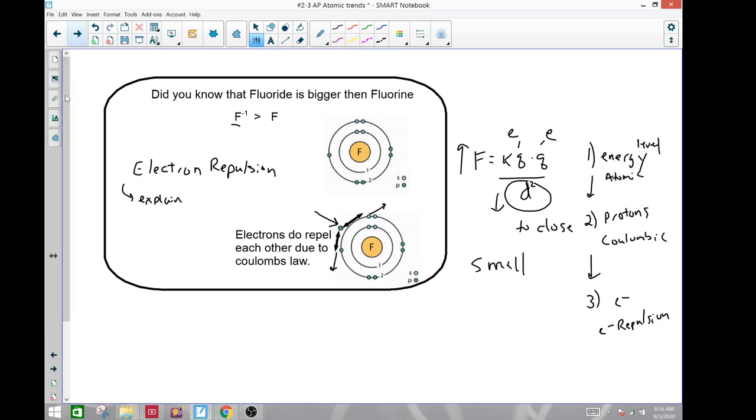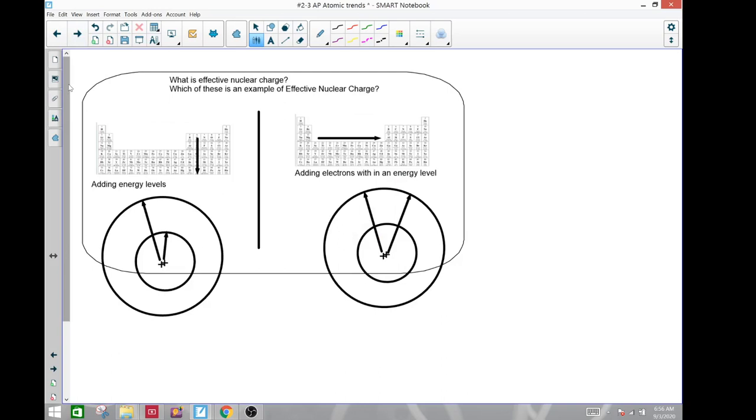So here we go. Just kind of start reviewing things a little here. What is effective nuclear charge? Which of these two would be an example of effective nuclear charge? And in this situation, it would be this one. If you say, why is sulfur bigger than oxygen? If you say, oh, it's because of effective nuclear charge, that's not gonna work. Effective nuclear charge is adding more positive charge to the same energy level. So because you're not increasing the energy level, the nucleus is becoming more and more effective at grabbing on to more and more electrons and sucking them in a little bit closer. And the attraction, the force, is getting bigger here.